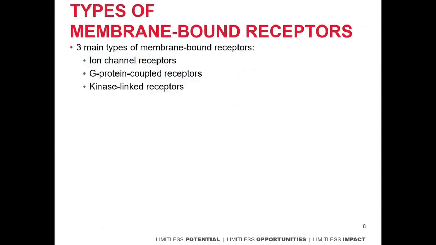And so we're going to start off by looking at three main types of membrane-bound receptors. These are ion channel receptors, G-protein coupled receptors, and kinase-linked receptors. And then in a later section we'll look at the design and function of agonists and antagonists against these different types of receptors.